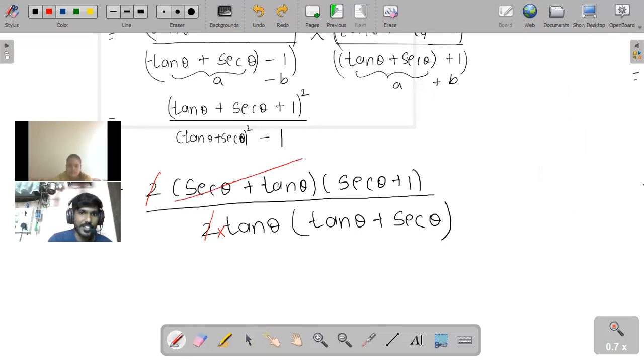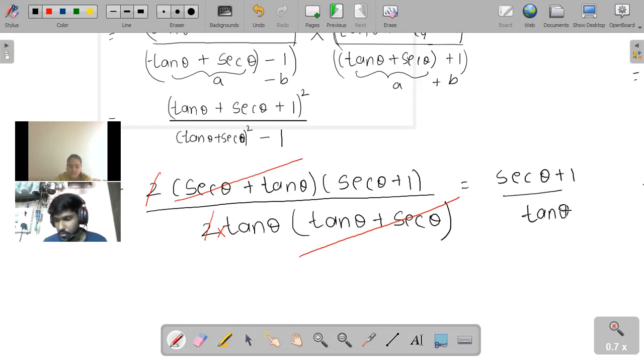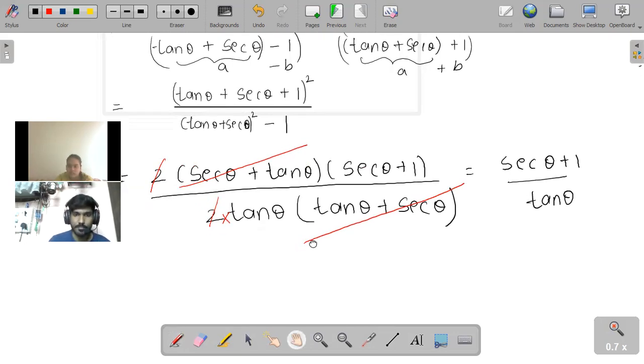And this bracket, sec theta plus tan theta, and the bracket in the denominator, tan theta plus sec theta, both are the same. So that also gets cancelled off. So then you have only sec theta plus 1 upon tan theta. But our LHS is tan theta upon sec theta minus 1. So that means some simplification has to be done here.